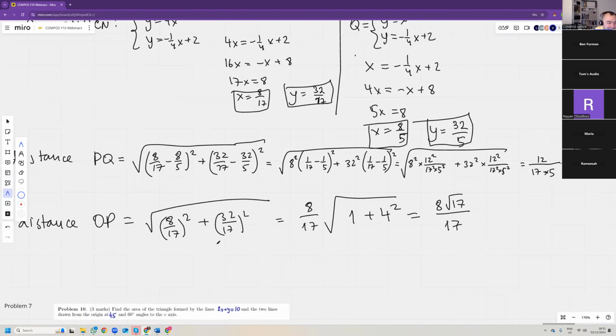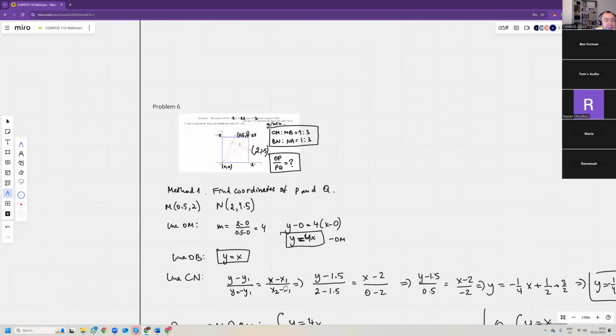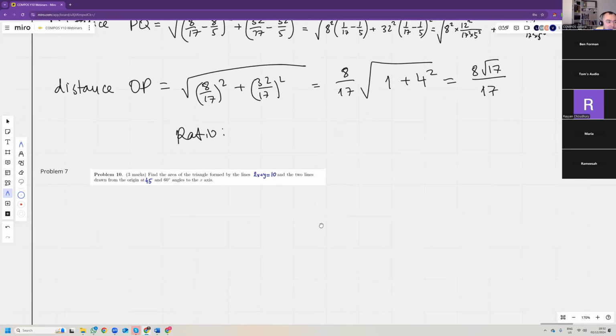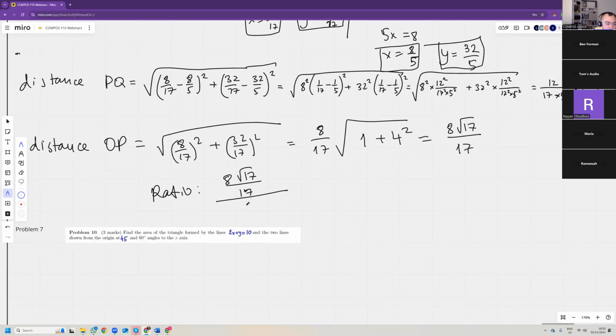Okay, and finally, the ratio that we need, which one do we need? OP to PQ. OP is 8 root 17 over 17 divided by 12 times 8 root 17 over 17 times 5. Root 17 cancels, 8 cancels, 17 cancels, and we get 5 over 12. And that's the answer.